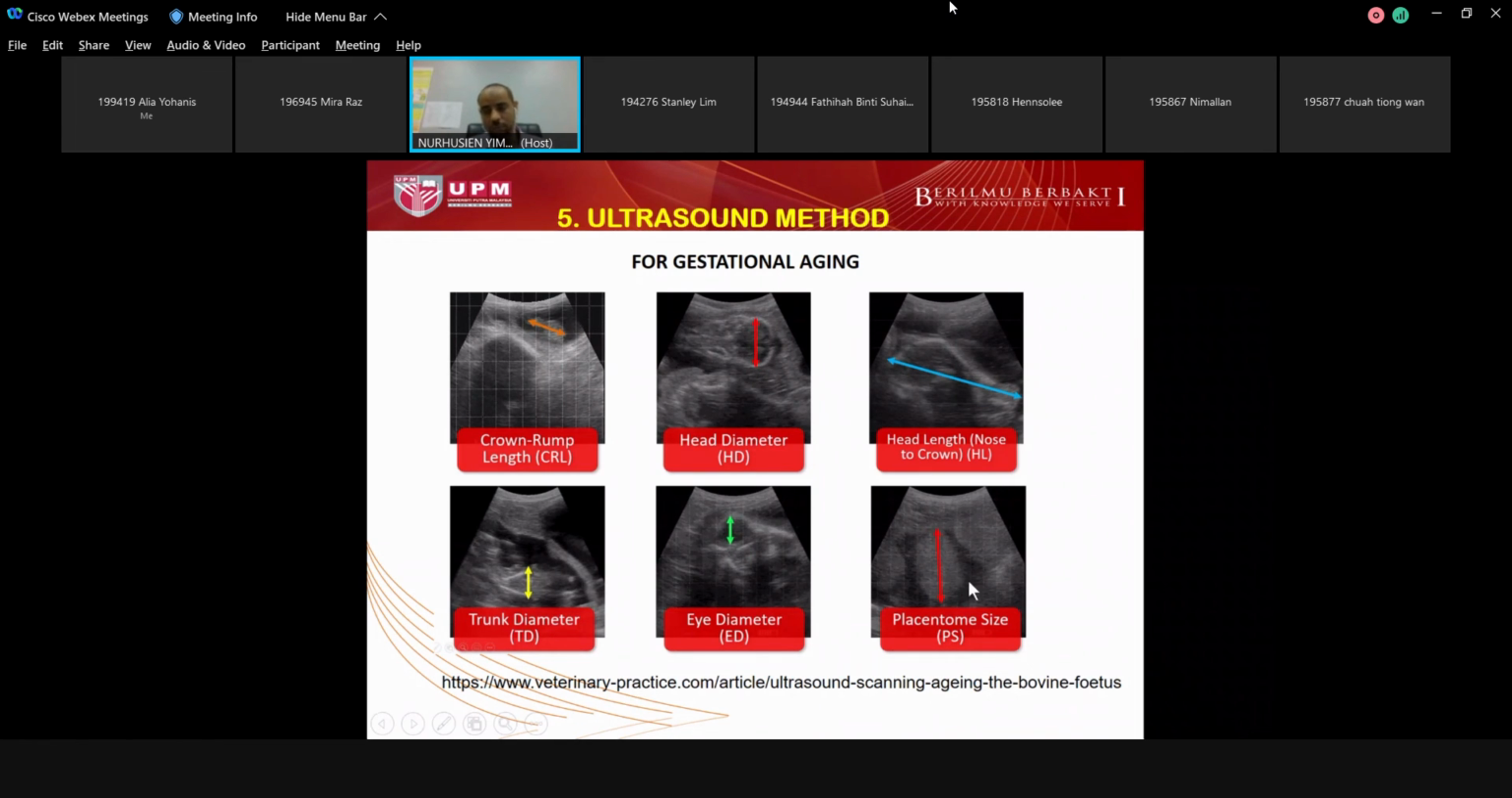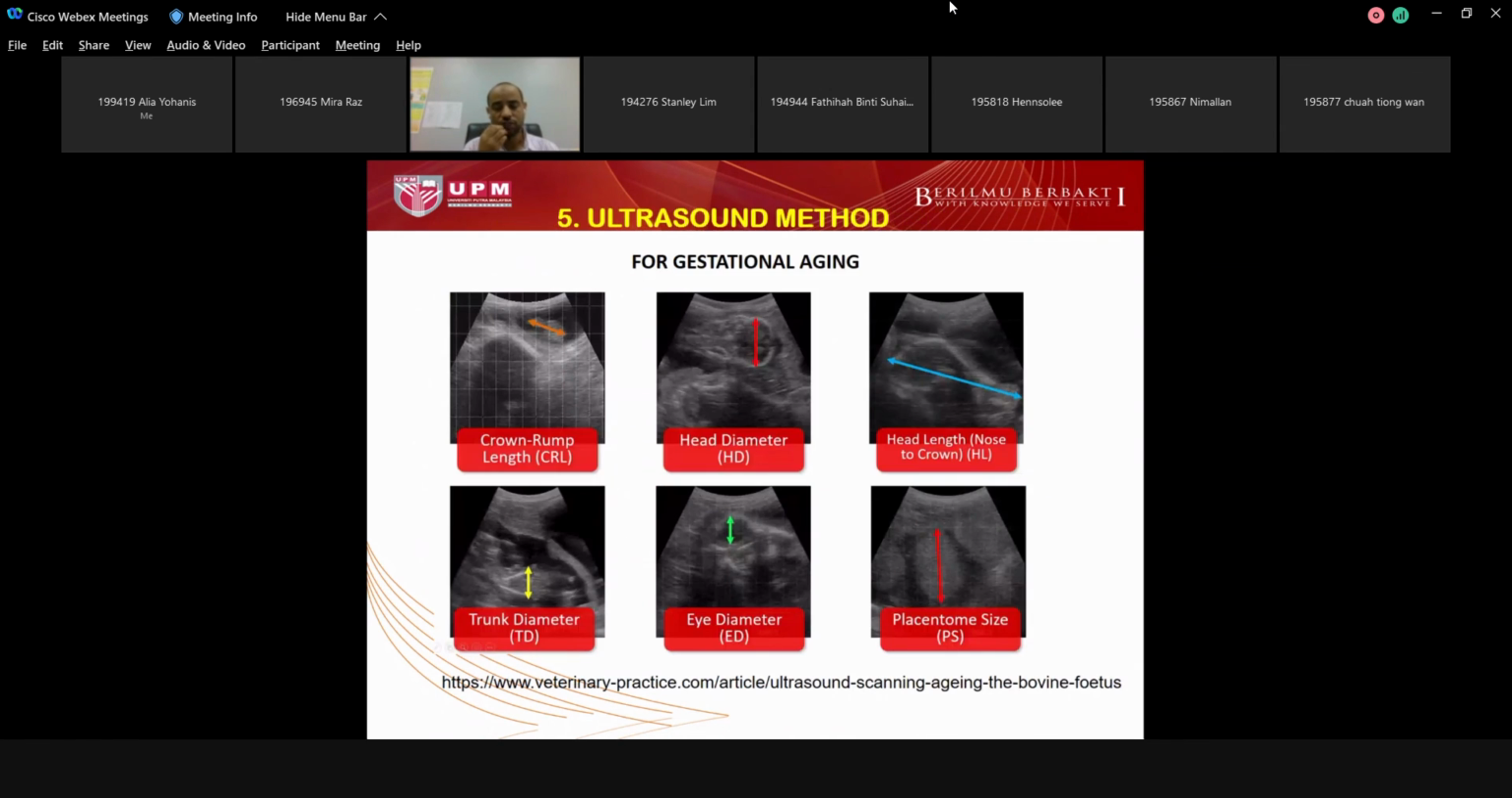On top of that, the placentomes can also be measured for their size and related to the stage of the pregnancy. So the more parameters you include, the better the estimate of the stage of pregnancy will be. But if you depend on only a single factor, you will probably have a less accurate estimation.